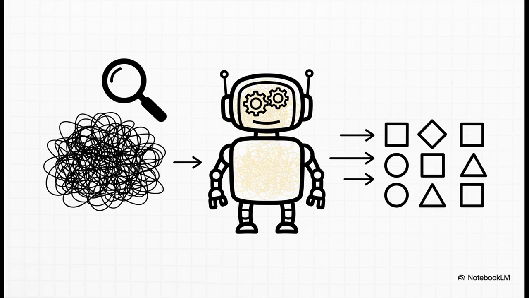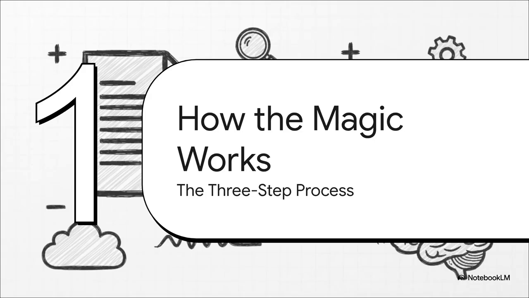And here's the crucial part. It's not just finding keywords, it's actually understanding the context and the relationships in the text and then organizing it all in a way that's immediately useful to you. Now, you might be hearing all this and thinking, okay, this sounds incredibly complicated. But the real beauty of LangExtract is just how simple it is. Let's break down how the magic actually happens. It's just 3 straightforward steps.